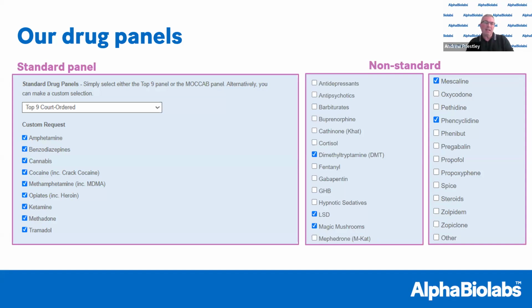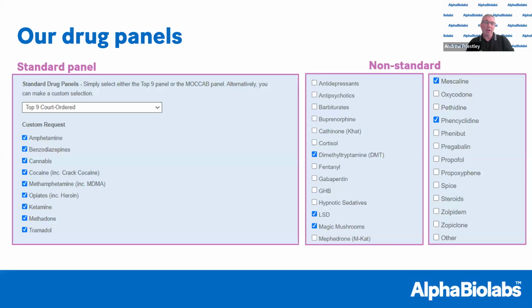We have, in the last couple of years, added ketamine to that list. You can see there on the left, because, as I said earlier, of the increase in use of ketamine across the UK, which is quite alarming, really. But we do have a very comprehensive non-standard panel on the right-hand side. There's at least 25 different drugs or drug groups there to be considered.